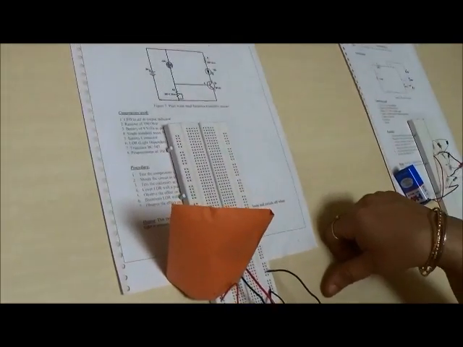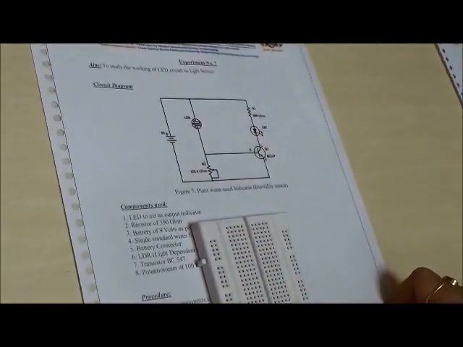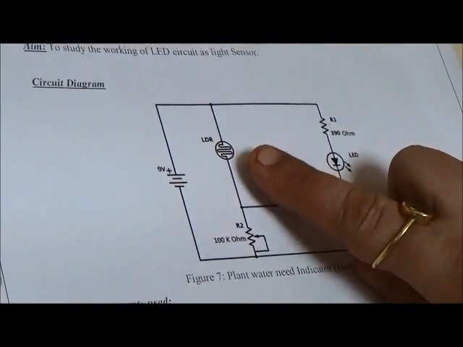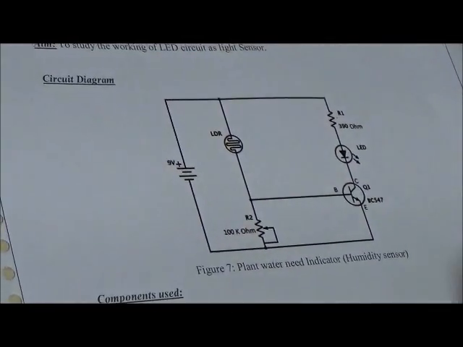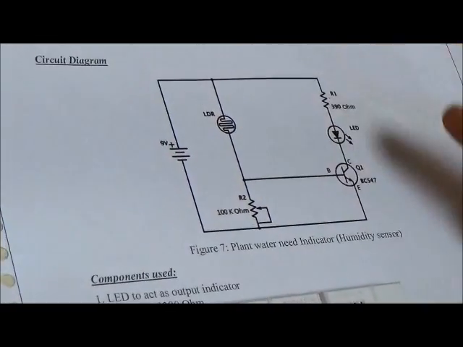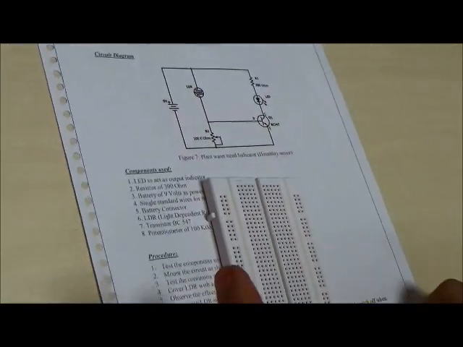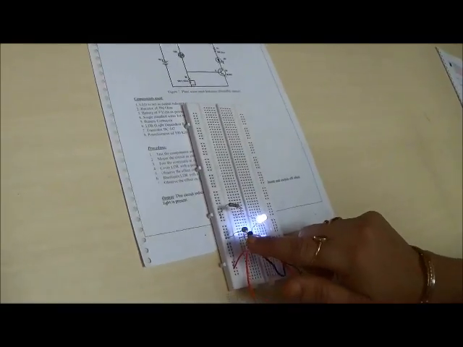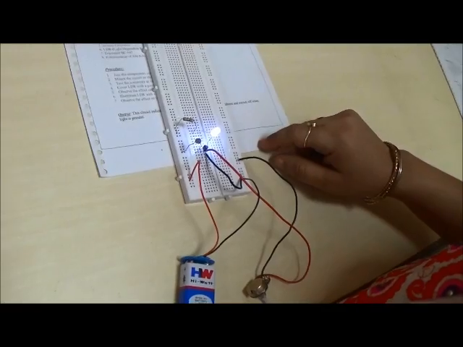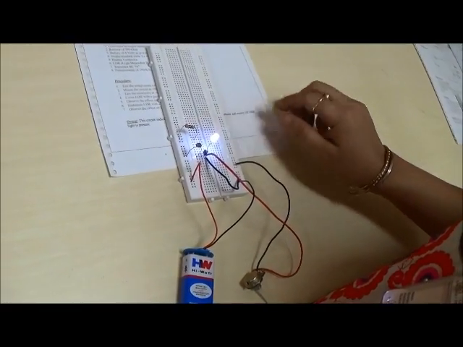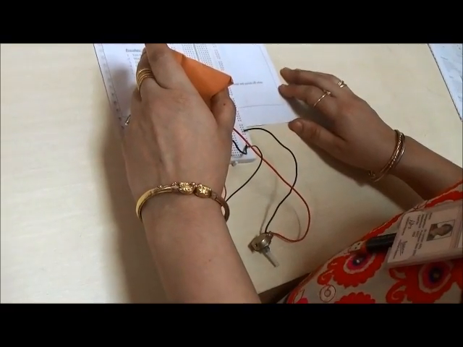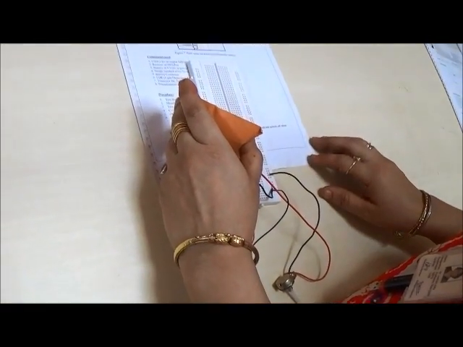The next application of an LED circuit is a light sensor. For a light sensor, we have a circuit which is using an LDR, which is a light detecting resistor. Whenever the light falls on this resistor, it reduces the resistance of the circuit and the LED will glow. So this is an LDR. When light is falling on it, the LED will glow. When we cover this LDR, the light is not falling on it and the LED will not glow.